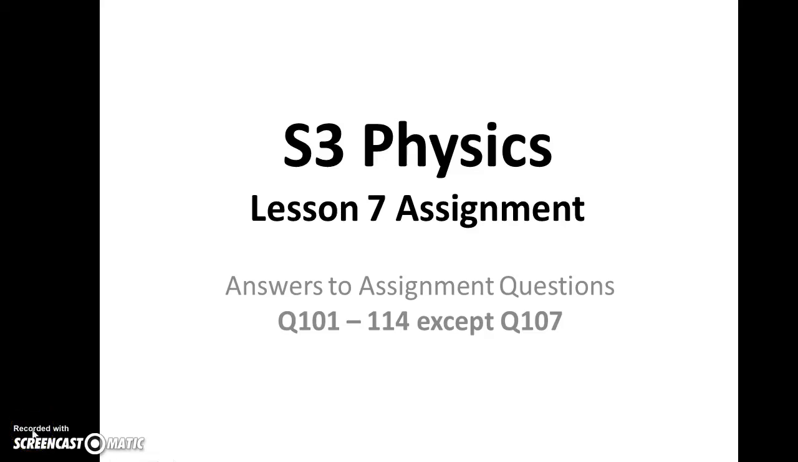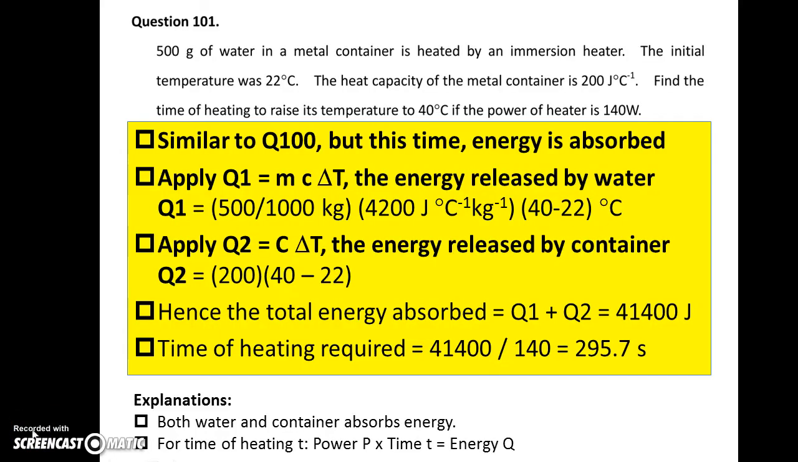Answers to assignment questions. Question 101. Half a kilogram of water in a metal container is heated from 22 degrees Celsius to 40 degrees Celsius. The total energy required will be Q1 plus Q2, and that is to be supplied by the heater, which provides a power of 140 watts. In this way, you may find the time of heating.